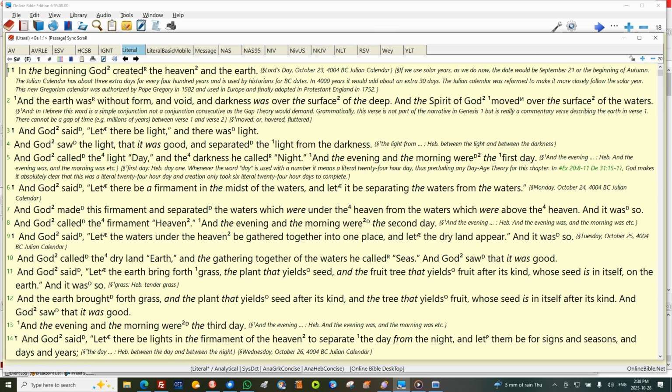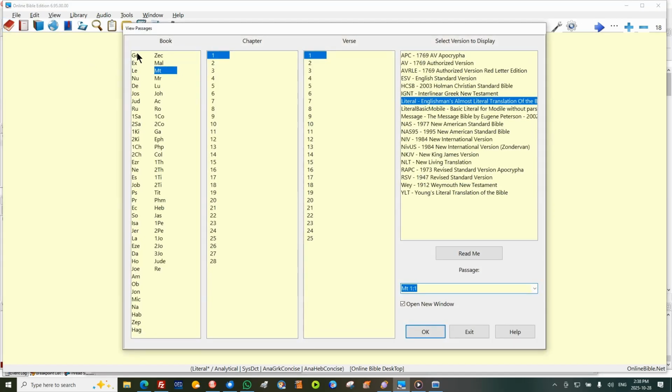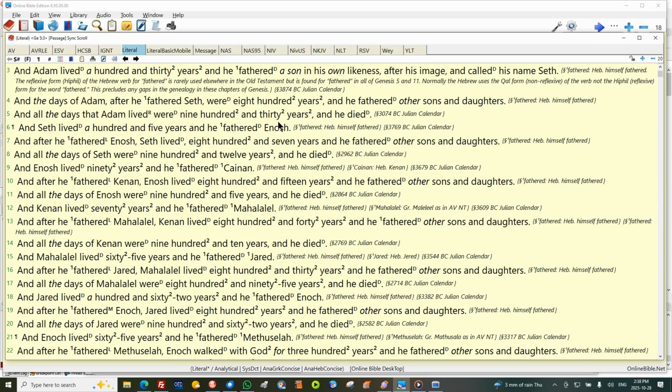Let's close out this window, and take a look at Genesis 5:3. Here we have Adam lived 130 years and he fathered a son. Now some people say there's gaps in this genealogy. Well, it's absolutely impossible, because the Hebrew word here for fathered is in the reflexive form of the Hebrew verb, and it is quite rare, but it's only used in a few chronologies, in particular in Genesis 11 and Genesis 5. And it means that Adam himself fathered a son of his own likeness.